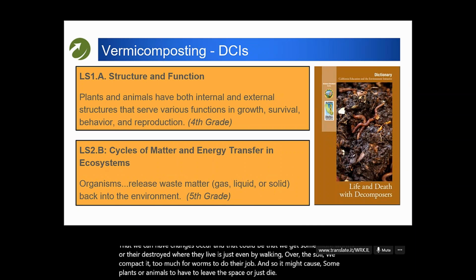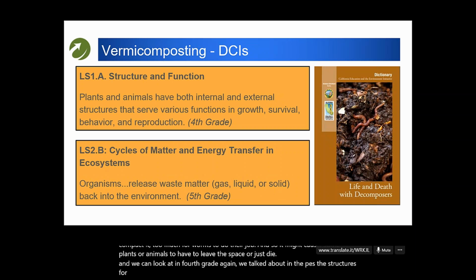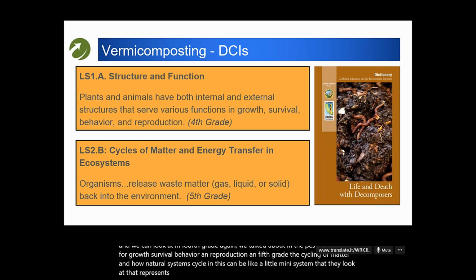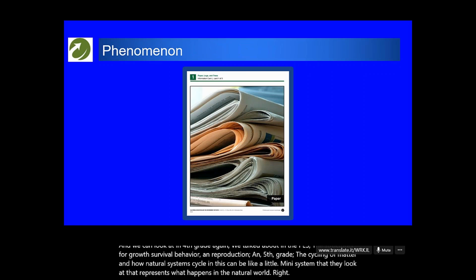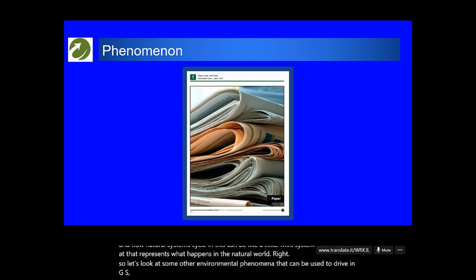And we can look at in fourth grade, again, we talked about in the PEs the structures for growth, survival, behavior, and reproduction. And fifth grade, the cycling of matter and how natural systems cycle it. And this can be like a little mini system that they look at that represents what happens in the natural world. Right. So let's look at some other environmental phenomena that can be used to drive NGSS and social studies phenomena too.